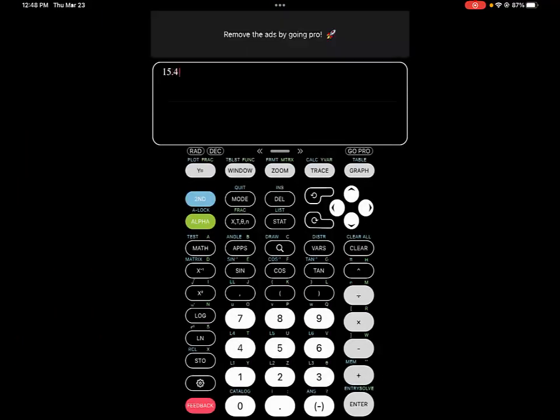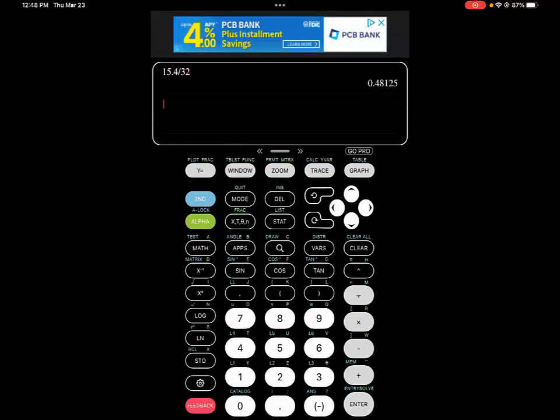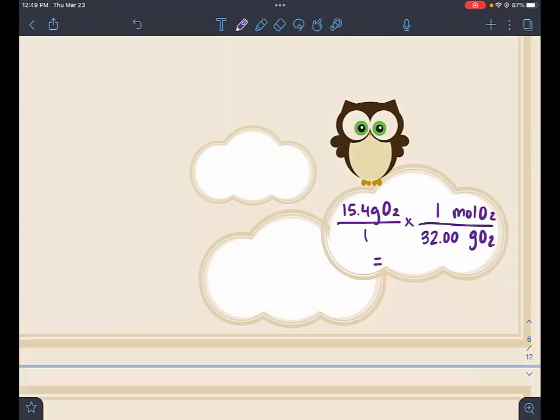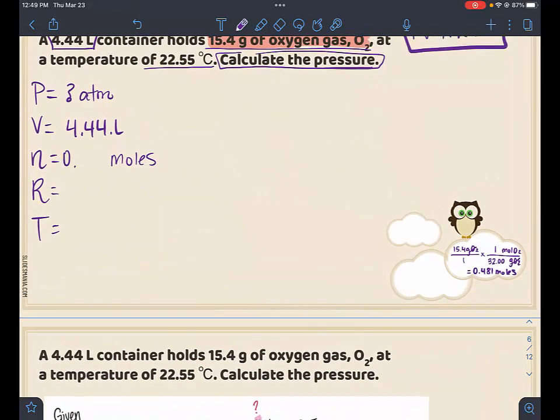So 15.4 divided by 32, my number of moles is 0.481. And that's moles. Sometimes they'll give you moles, other times, like now, they give you grams and you have to convert. All right, moving on in our list. R is always the same. It is 0.0821. The unit for it is liter atmosphere over mole Kelvin. That's just our reminder that those are the units we have to use.